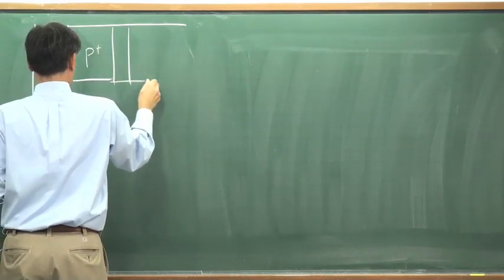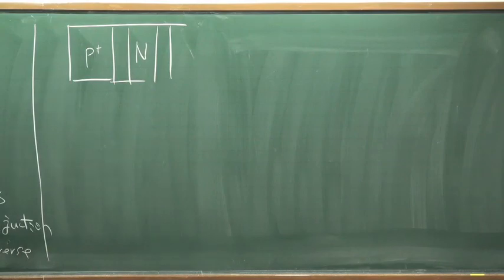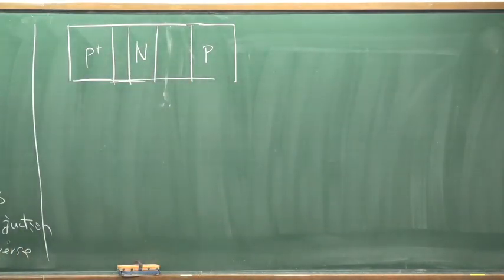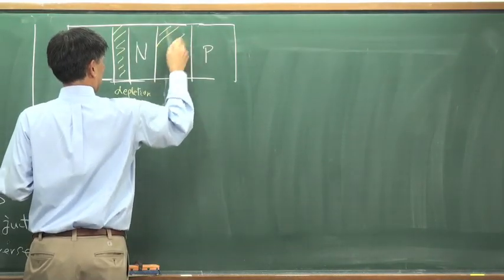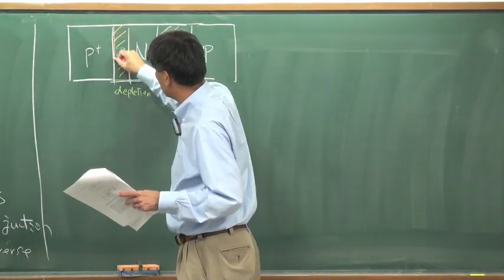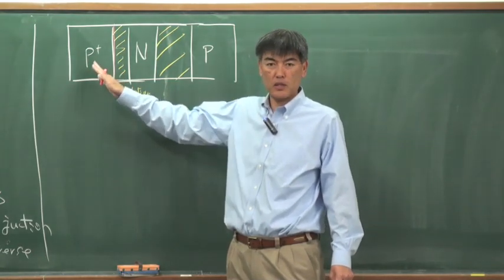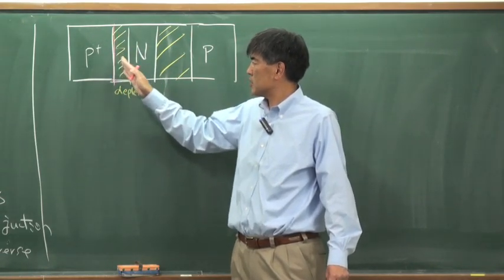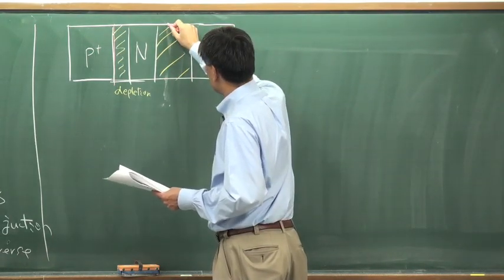We have P plus, N, and actually larger MP device. This is depletion region. Now you know that actual PN junction border is somewhere here, close to the P side, right? Because it's a P plus N. So when this is P plus N, the actual border between PN is closer to P plus in a depletion region. And here, this is, let's say, somewhere between.